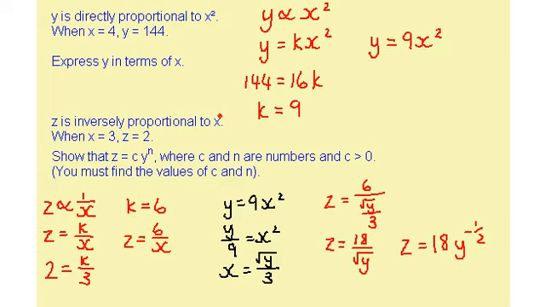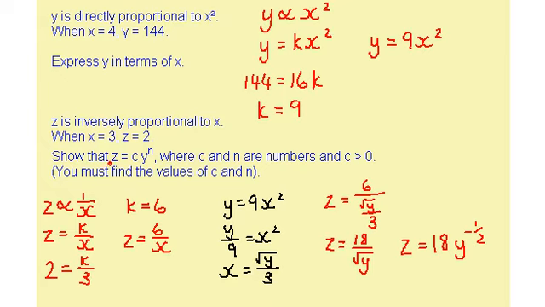For the second part of the question, we're going to start with this bit, and we're doing it in the same way. So z is proportional to 1 over x, put in the constant of proportionality k, replace with the numbers 2 and 3, and then calculate k, which is 6. So we have z equals 6 over x.